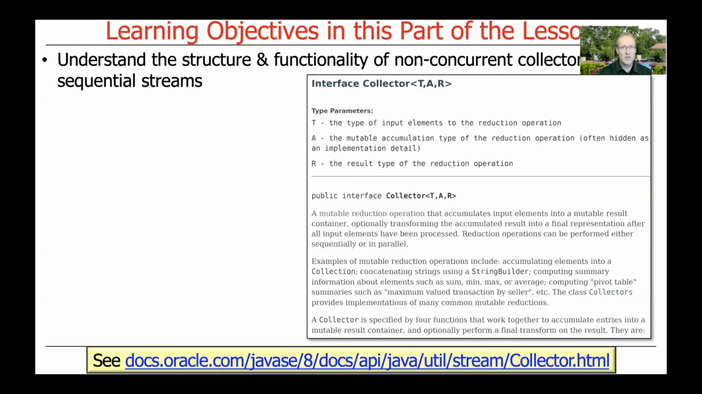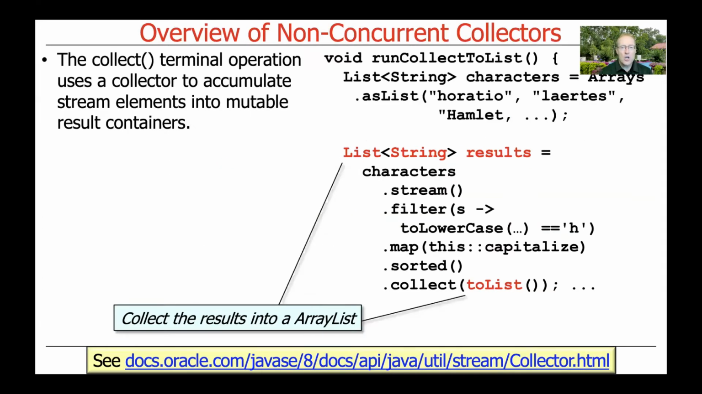Now, we'll also see that you can use non-concurrent collectors for parallel streams as well, but that'll be a topic for the next section when we start talking about parallel streams. So as we've discussed earlier when we were talking about the collect terminal operation, collect is a terminal operation that uses something called a collector to accumulate the elements in a stream into something called a mutable result container.